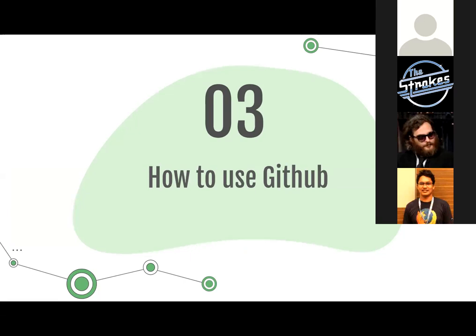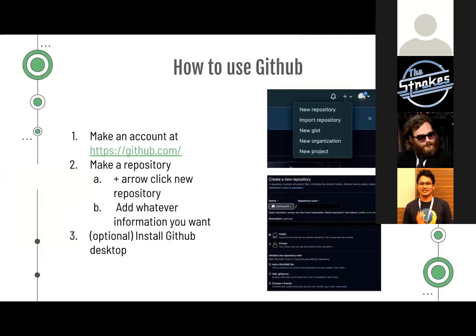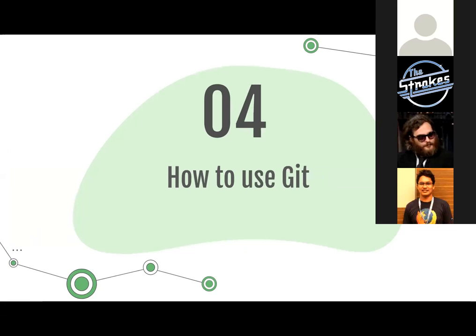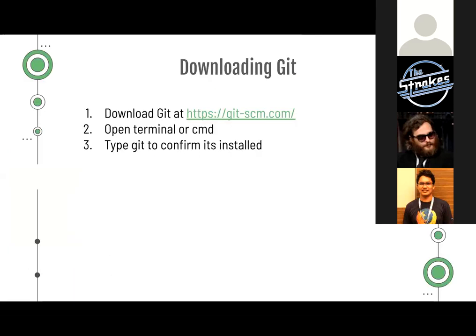So how to use GitHub. These are the steps to using GitHub. I'll have this PowerPoint available. So you just make an account, make a repository, and I'll go over this in a second in the demo that I'll explain after this. How to use Git: you download Git, open terminal if you're a Mac user, or command prompt, I think, if you're a Windows user. And then type git, and I think it's git --version, to see the version you have.